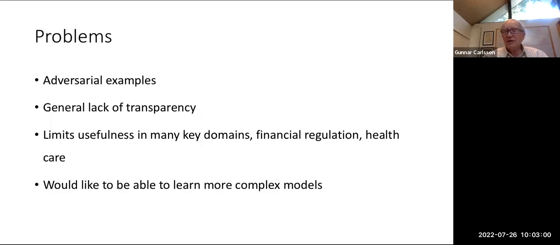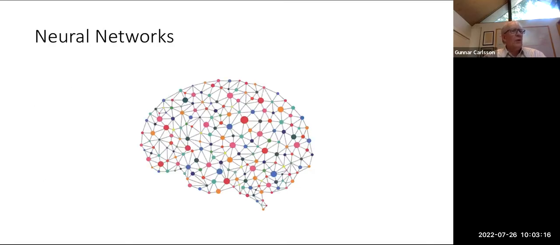And also we'd like to learn more complex models. Now there's a lot being done in that direction, but I think topological models would be very interesting to develop here, because people can interact with topological models. And so what are neural networks?